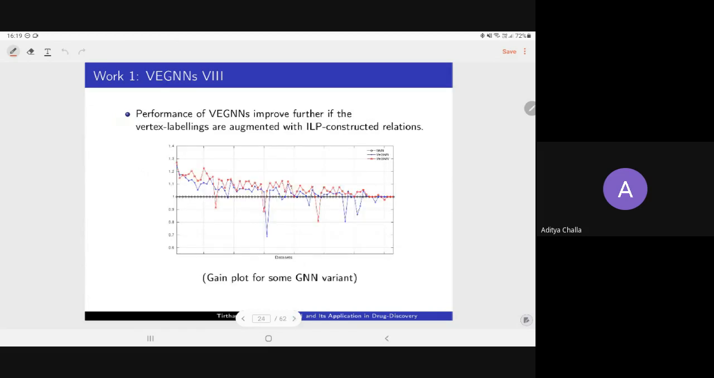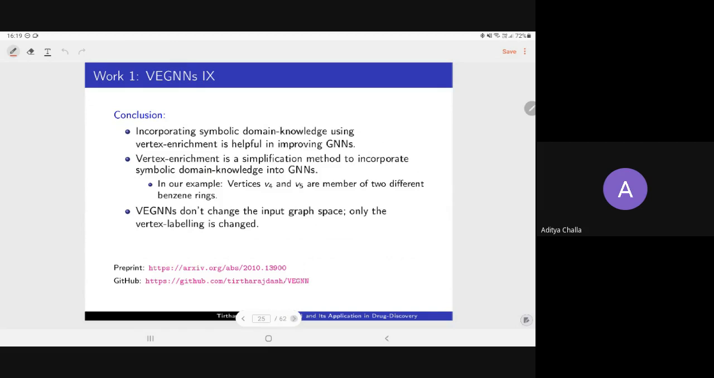Additionally, we have seen that if you construct higher order relations using an ILP engine, the performance can be boosted even more. More on this can be found in our paper, but I will not talk about that at this point.